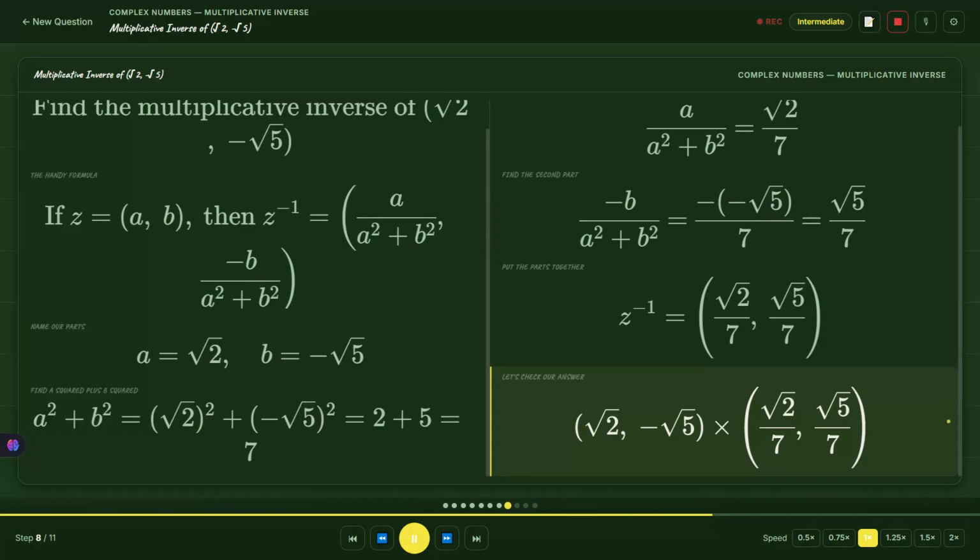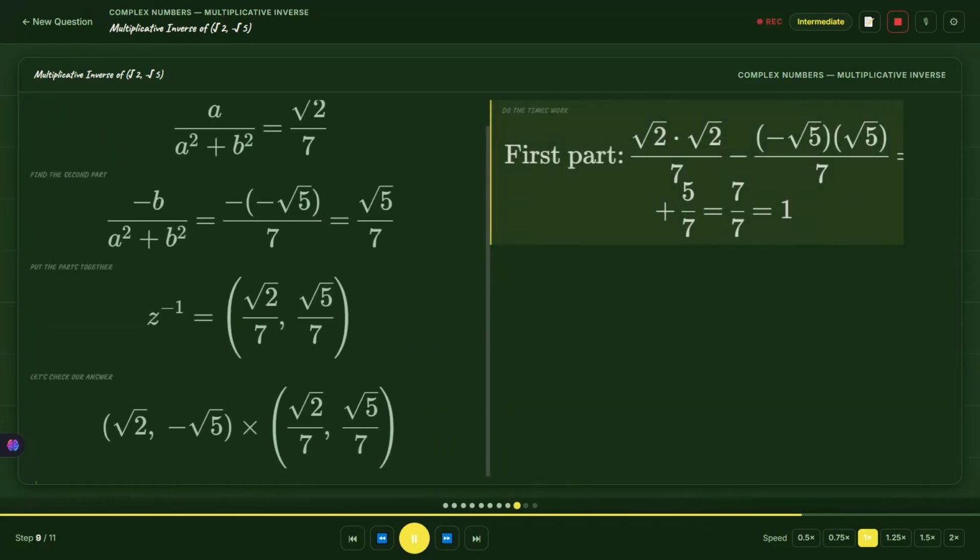Let's make sure our answer is right. We multiply our original number with our answer and see if we get 1, 0. For the first part, root 2 times root 2 over 7 gives 2 over 7. Then negative root 5 times root 5 over 7 gives negative 5 over 7, but we take it away, so it becomes plus 5 over 7. Together that's 7 over 7, which is 1.